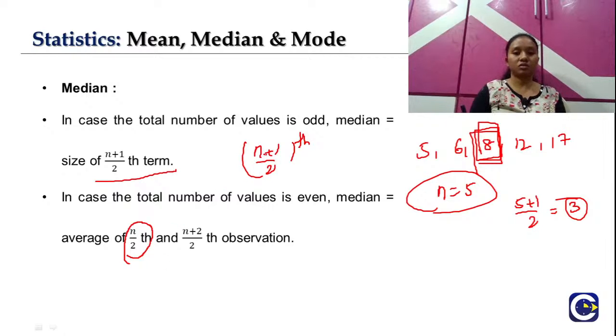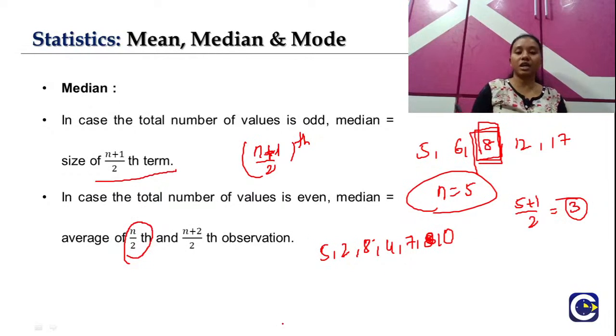So let's do that. Let me give you again an example. Let me randomly give the information. So this is my information. You have to find the middle number, the median. Let's see first, are they in order? They are not. So let's arrange them: 2, 4, 5, 7, 8 and then 10.